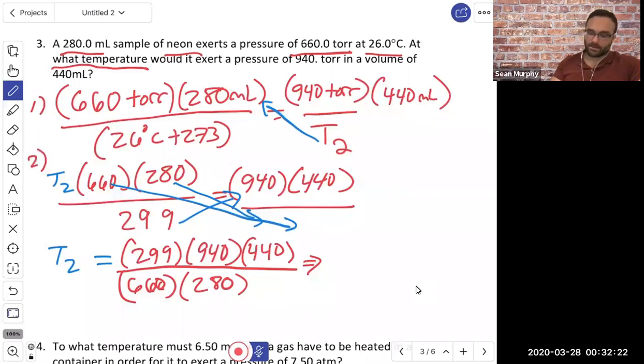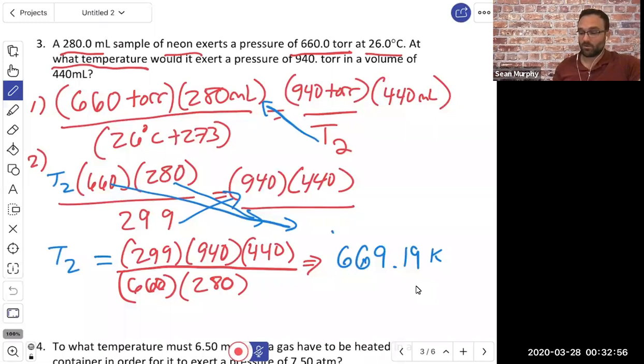Let's get our handy dandy calculator out. 299 times 940 times 440 divided by 660 divided by 280. Well, would you look at that? The temperature went way up. 669.19 Kelvin. It started at 299 and it went way up to 669.